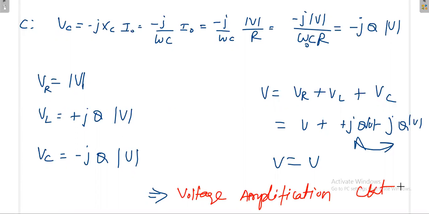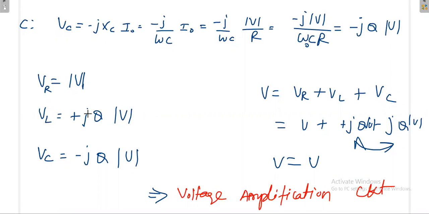And again, don't ask, sir, can we use it for amplifier purpose? We cannot use it, because an amplifier has to amplify all frequencies, not only the center frequency. So it is a voltage amplification circuit under resonant frequency. In practical cases, you know what Q is, so that many times the voltage is getting increased. Similarly here also, but in the opposite direction. That is the idea.